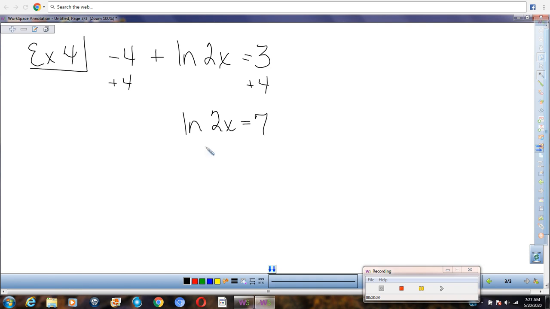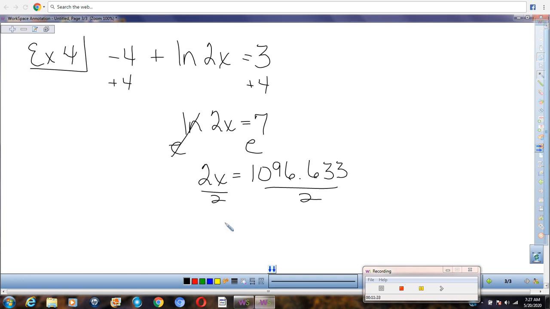Now to get rid of that natural log, what do we do to both sides? We take it from e. On this side, the e and natural log cancel each other, leaving us with 2x. On this side, e to the 7th power is 1096.633. Now dividing both sides by 2, we get x equals 548.316. And again, you should check your answer by plugging it in. It's still going to be positive, so this is a good answer.